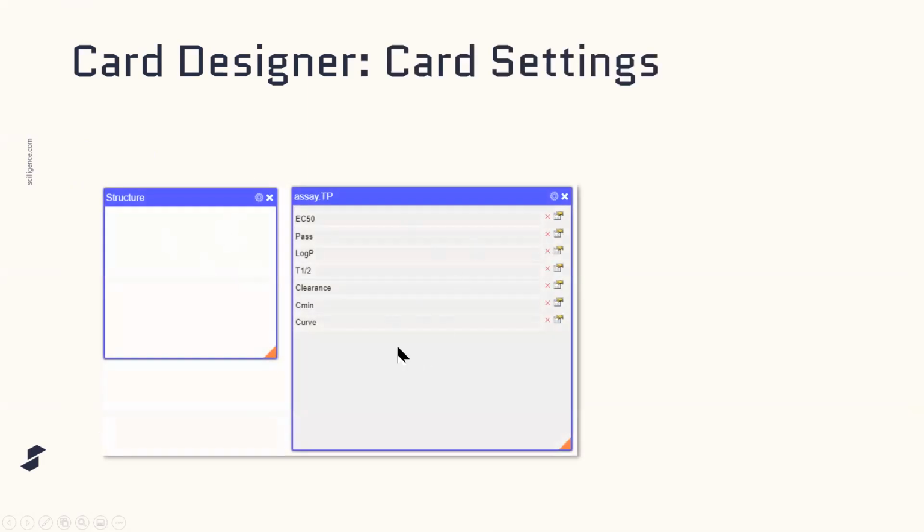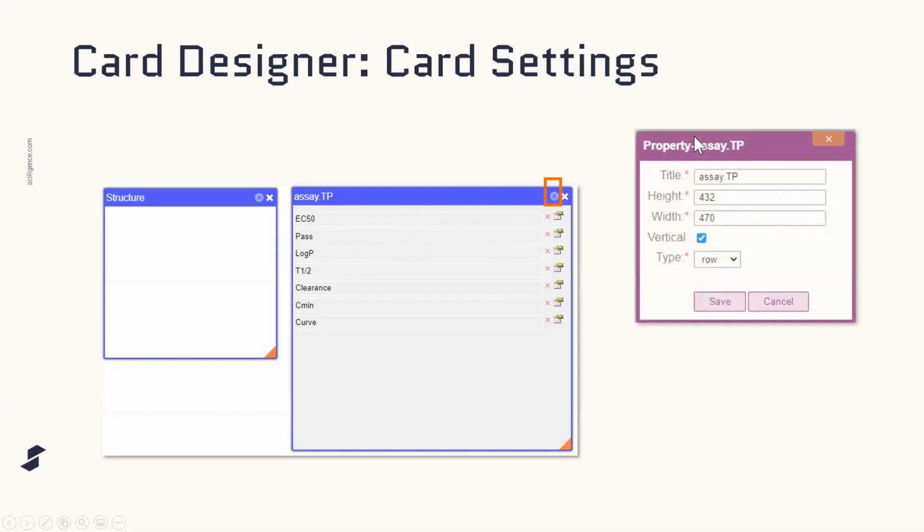Okay, so the card settings. In this screenshot here, I have two different cards in the canvas, a structure card, and then some assay that I got from the data source. If I were to highlight this cog icon, I could actually change the title and the dimensions of the card itself, right? So you'll get a pop-up window. I could give it a different name. I can adjust the height if I'd like to.